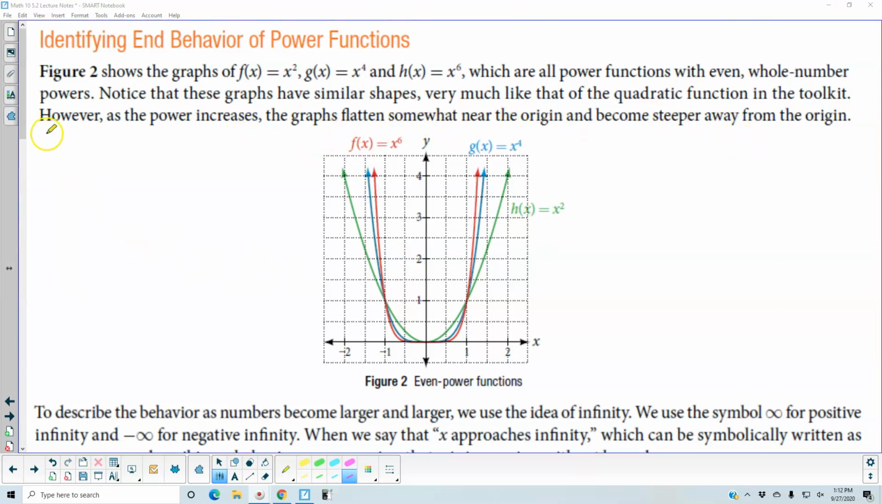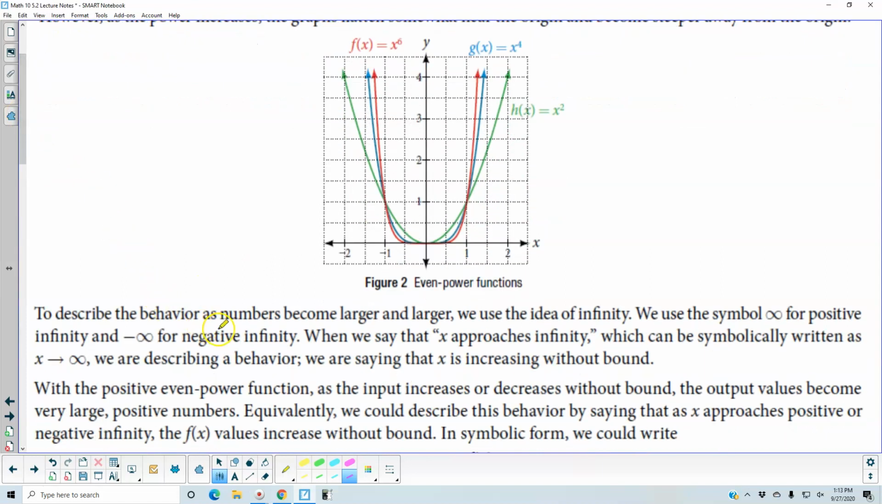Now, to describe the behavior as numbers become larger and larger, we use the idea of infinity. We use the symbol infinity for positive infinity and negative infinity for negative infinity. When we say that x approaches infinity, which can be written symbolically with an arrow, we are describing a behavior. We are saying that x is increasing without bound. So when you're looking at the x-axis, it's approaching infinity.